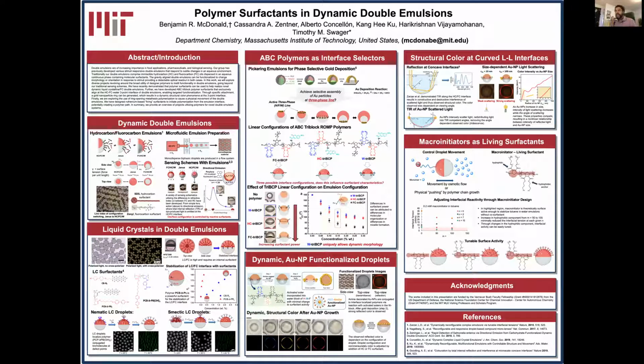Just to quickly introduce emulsions, they are suspensions of one, say, phase inside another phase, usually liquids, and these are immiscible liquids. These suspensions are typically stabilized by surfactants.